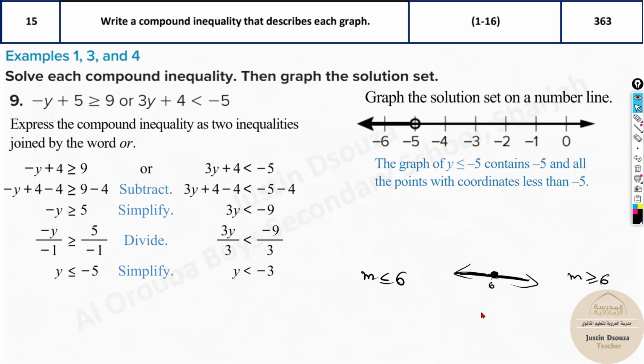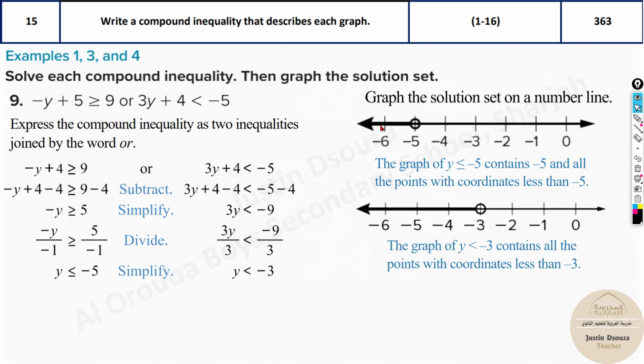Now here, what they have done is two separate graphs. Look, the first graph is what? Now when we solve this, we are getting y is less than or equal to minus 5, that's over here. And y is less than minus 3. That's over here. But you can see it overlaps, isn't it? This solution is for all less than only minus 5, but this is for all less than minus 3. Now, if you overlap, this part will come over here. But we already know from minus 3 there is solution, right?